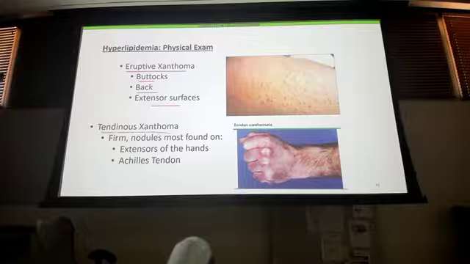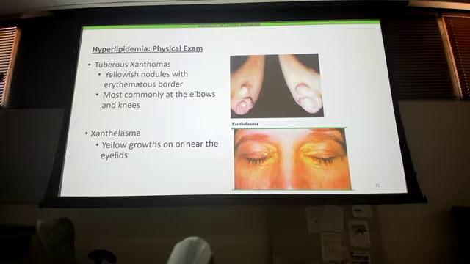Then you have your tendinous xanthomas, which tends to affect like the Achilles and the extensors of the hands, where you get these firm kind of nodules that develop in those areas. And that's actually just cholesterol deposition. Then we talk about tuberous xanthomas, and these are common on the elbows and the knees. And then xanthelasma, which is this yellow growth on the eyelids that you see in this picture here. That's actually cholesterol deposition.